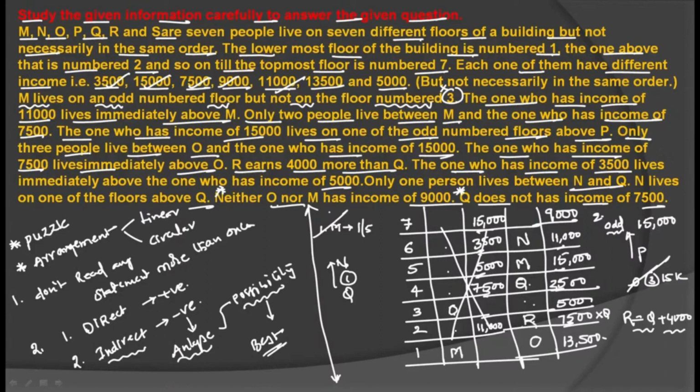Now we are left with S and P. Guys, we can't place P here. Why? Because the one who earns 15,000 lives immediately, not immediately, it's above P. Now we can confirm P here, and we can confirm S here. So that is the final. Now it's clear. How we are taking the data is most important for solving a puzzle.